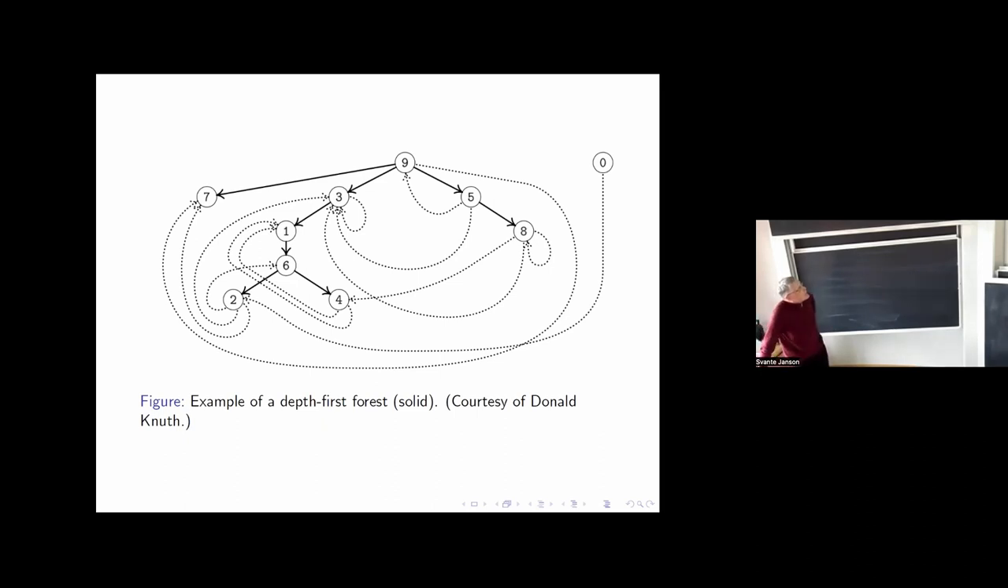As you see from this picture, when I say digraph here, I really mean multigraph. We allow loops and multiple arcs, but they will not be important, so you can really ignore them if you want.